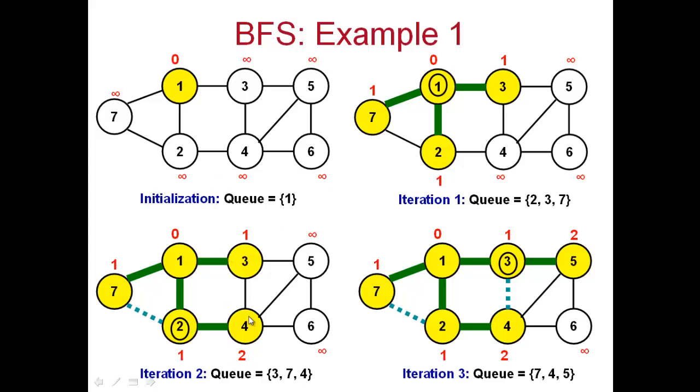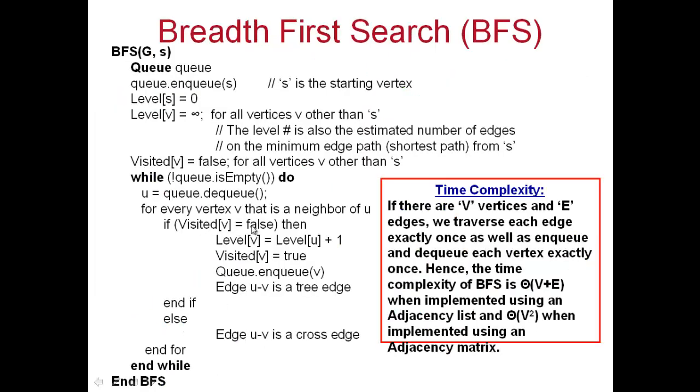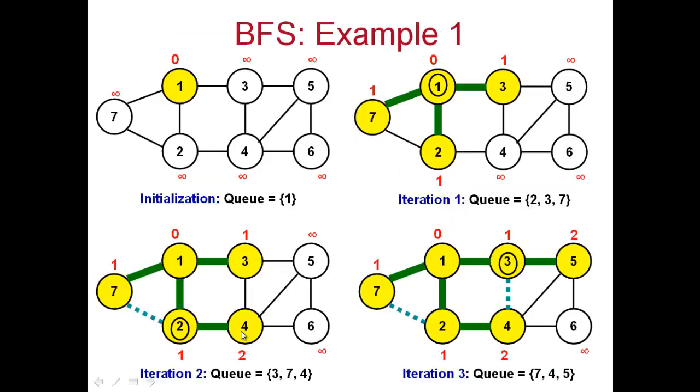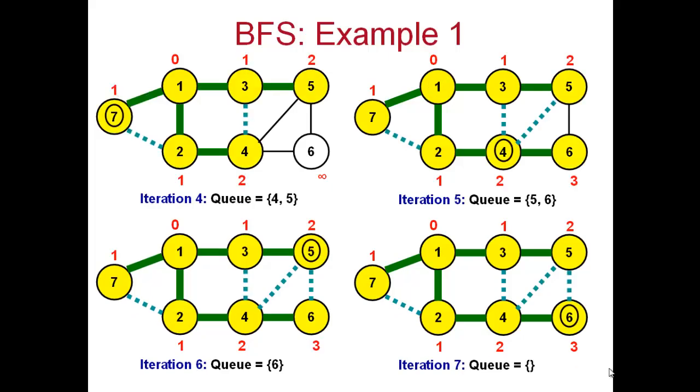Now that edge with 4 is a vertex that has already been visited, so visited of 4 will be true, so just label that edge as a cross edge between 3 and 4. Now this edge has not yet been classified, and this vertex has not yet been visited. That's visited of 5 is false, so we will have to mark it as visited, label that edge as a tree edge, and set the level number of 5 to be 1 more than the level number of 3, so that will be 2, and then add 5 to the queue, so it will be 7, 4, 5. Okay, and then just repeat the same process for the other vertices.